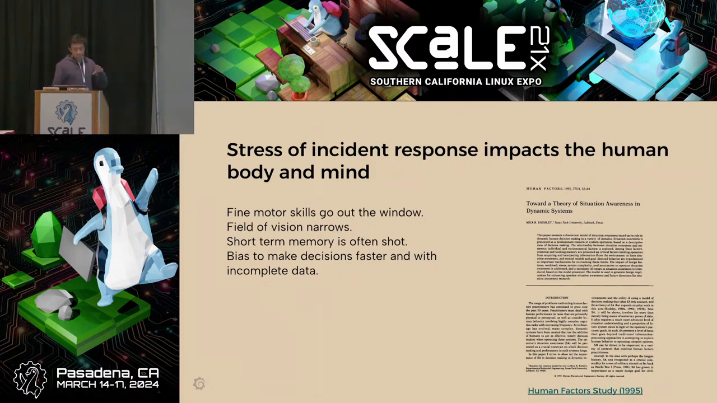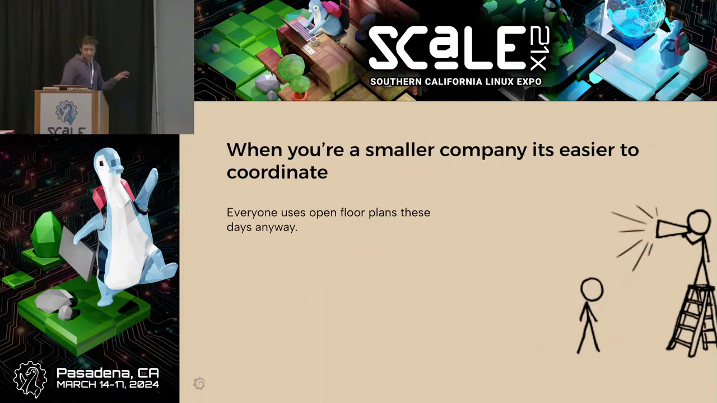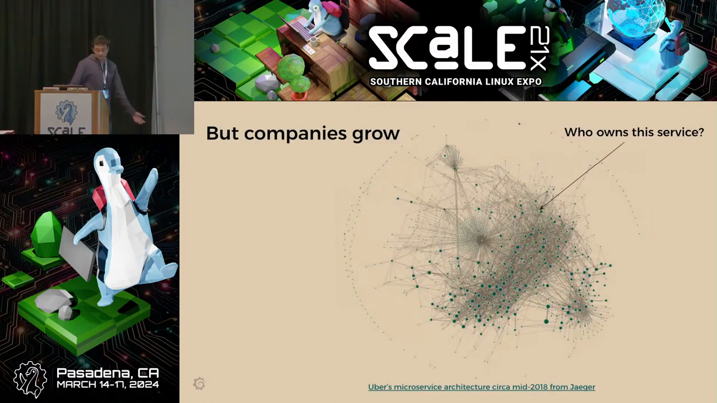And during this time, we're tasked with coordinating all of this, right? And when you're a smaller company, it's easier to do it because you can just like use a megaphone since everyone has open floor plans anyway. But companies grow and architectures get really complex. This picture right here is from Uber's microservice architecture mid-2018, so this is like 6 years old. And it was generated from Jaeger, which is their homegrown distributed tracing system. And you can already see how complex it is, right, to coordinate efforts across teams and time zones.